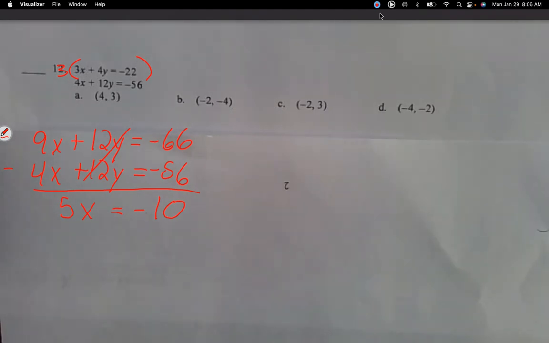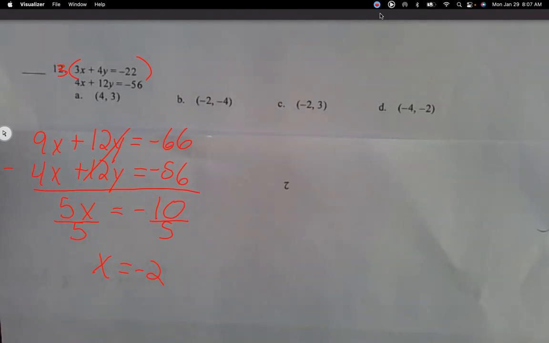Okay? I want you to be confident, but I don't want you to be overconfident where you mess up something like that. Okay? Divide by 5. Negative 2. And x is negative 2. Can we tell our answer? No. Not yet. You can't tell because there's 2 of them. So what do we have to do?